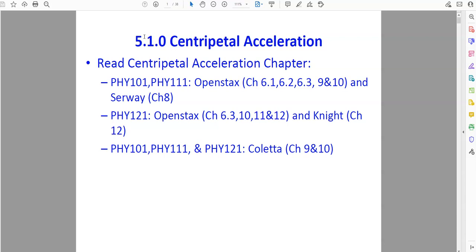Now, we've talked about centripetal acceleration a while ago in motion, but we're going to revisit it because later on we're going to talk about centripetal forces.